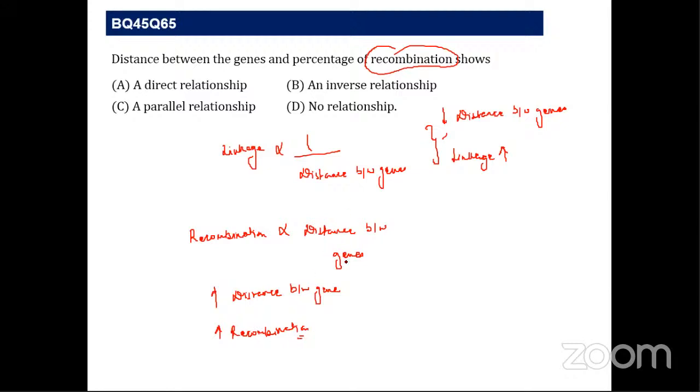If I reduce the distance between the genes, the chances of recombination are going to reduce because the chances of linkage are going to increase. What will be the answer? A will be the answer. Question में recombination पूछा है, linkage नहीं पूछा है.